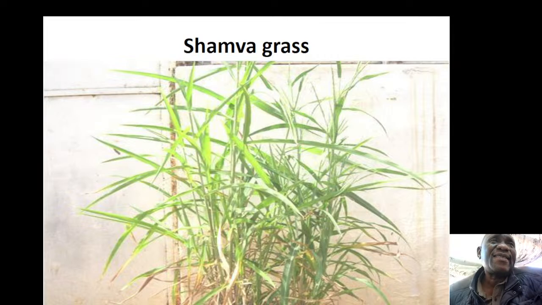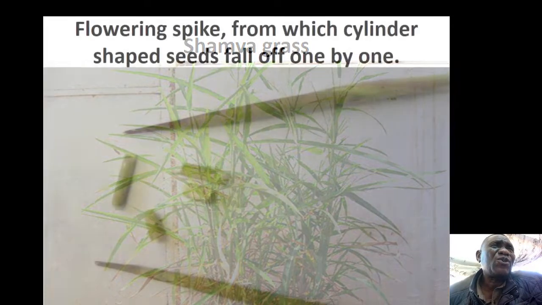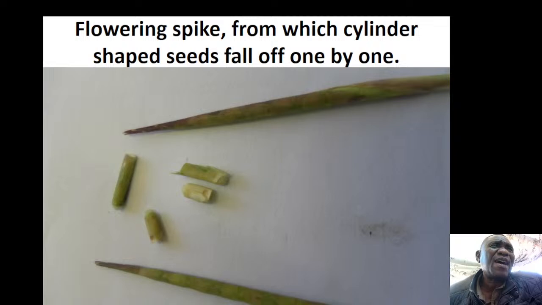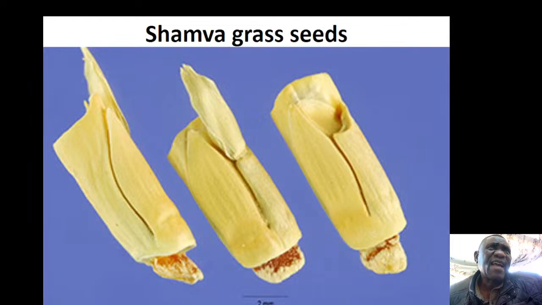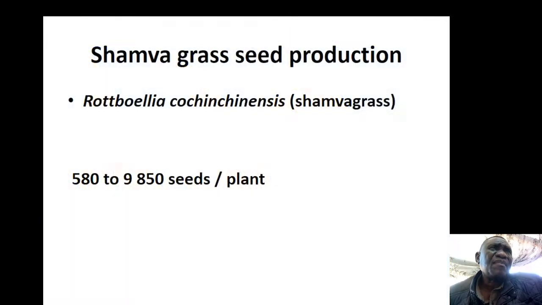This is shamba grass, which can produce this kind of seeds. These are the seeds from shamba grass. Shamba grass can produce 580 to 9,850 seeds per plant. The botanical name for shamba grass is Rottboellia cochinchinensis. This is a common weed in Zimbabwe.